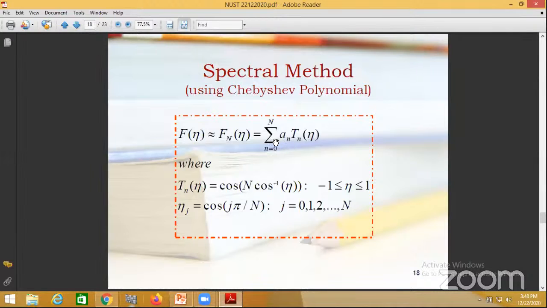In this way, we can achieve the coefficients an, and this will work as the solution of the differential equation. One can say that it is a combination of numerical and analytical methods, where f of beta is actually an analytical function.